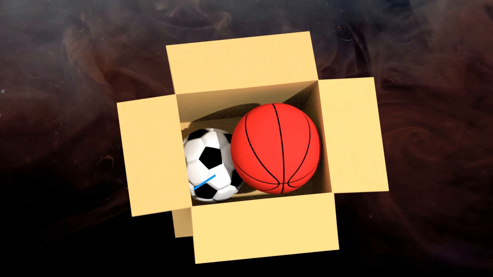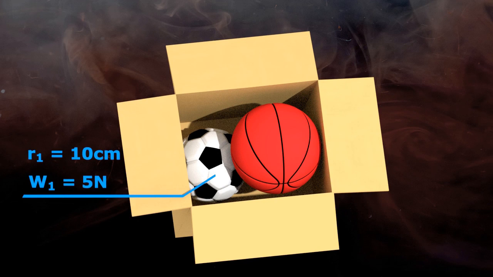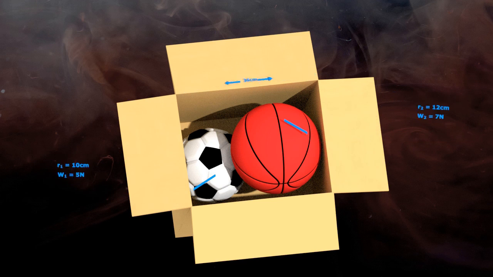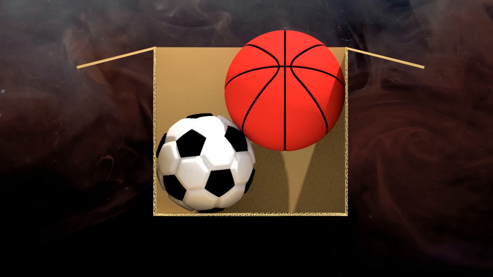Radius and weight of football is 10 cm and 5 Newton respectively, and that of basketball is 12 cm and 7 Newton respectively. Length of the carton is 36 cm. Here, none of the sphere is touching the longer side of carton and the basketball is placed such that it remains some distance above the ground. Let's remove one side of box so that we can see the side view clearly.